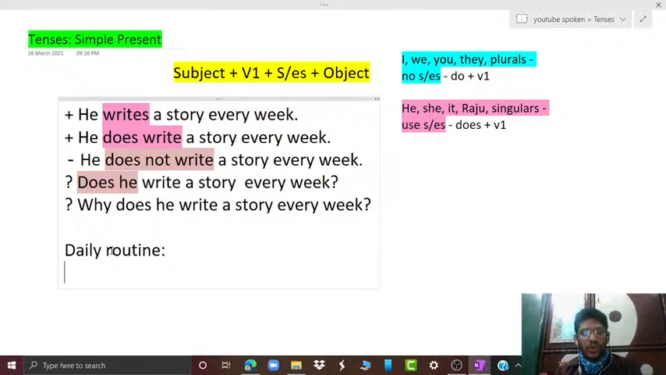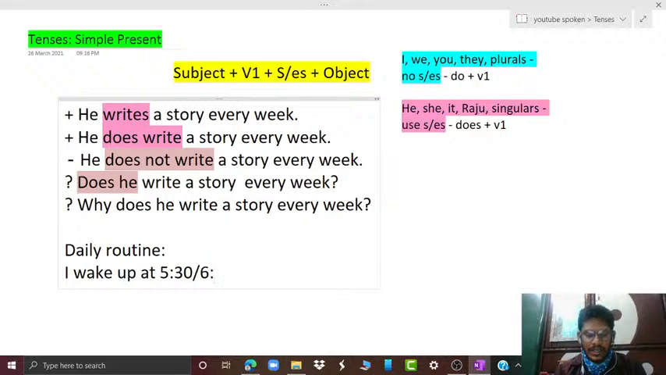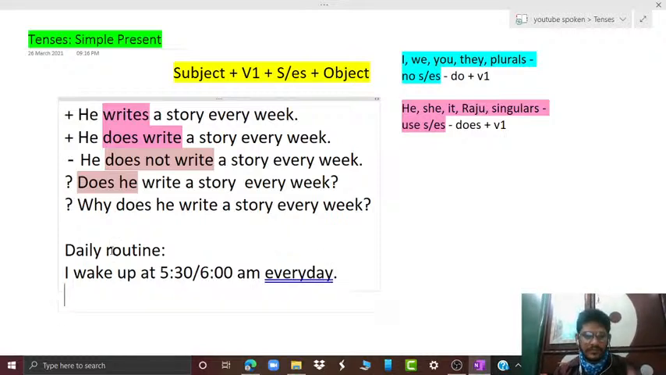When you want to tell your daily routine, for example, I want to tell my daily routine, then I write sentences like this. The verb must be in V1 form. I wake up. No need of adding s or es. I wake up at 5:30 or 6 a.m. every day.